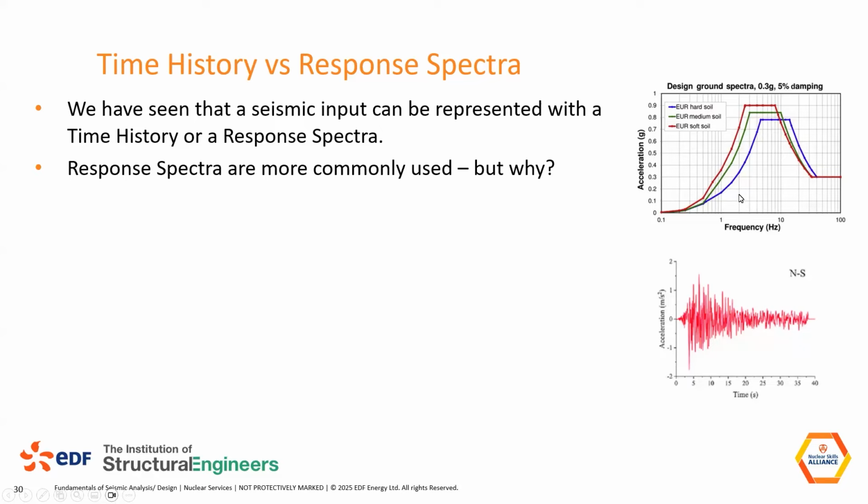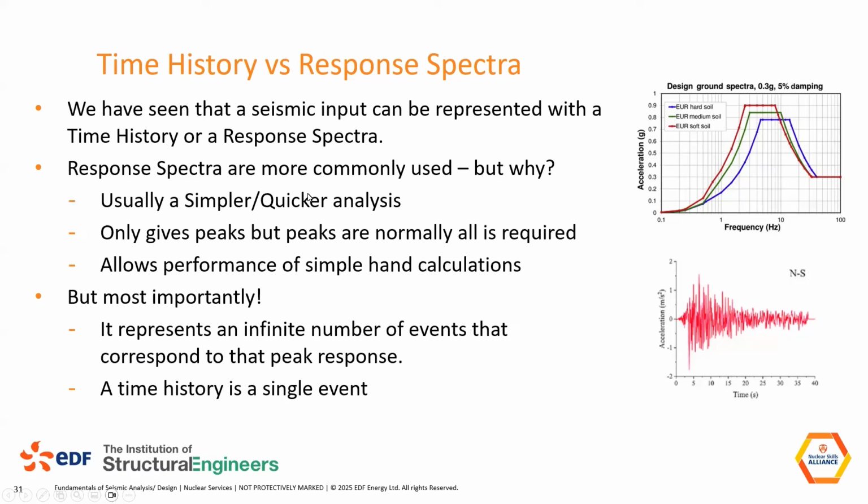So these are our 2 outputs, which I've covered now, and hopefully in sufficient detail that you're probably sick of hearing about them. At least you understand roughly what they are. We generally use response spectra. There are a couple of reasons for that. It's quicker, it's easier, it gives peaks, but we design for the peak. So we've lost a lot of information, but that information we wouldn't normally require. It allows simple hand calcs, as we'll see in a second.